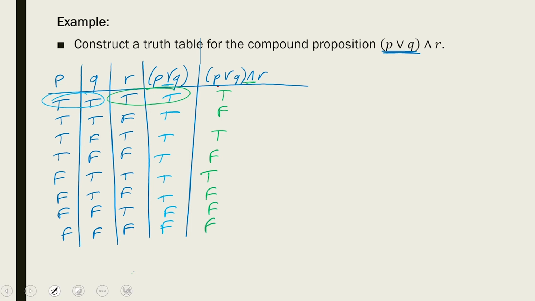If we look at the last column here, we can notice that it's not a tautology, because not all truth values are true. Also, it's not a logical contradiction, because not all truth values are false. So we say that it is neither a tautology nor a logical contradiction. If you have a question about this, you can write it as neither.